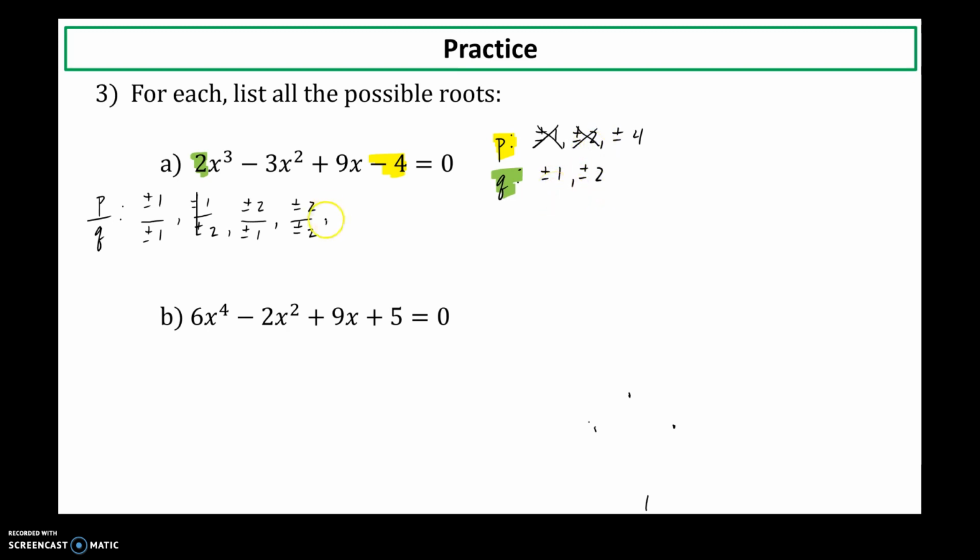the lead coefficient. Okay, then I have plus or minus 4 divided by plus or minus 1, plus or minus 4 divided by plus or minus 2. So I took my last factor of my constant term, which was a 4, and divided it by each factor of my lead coefficient.